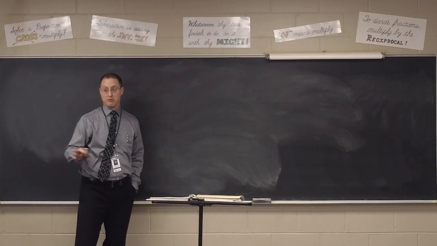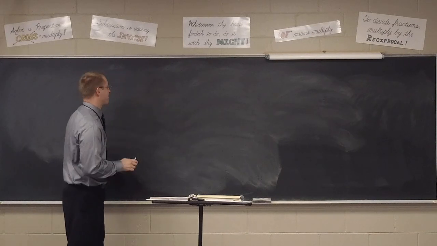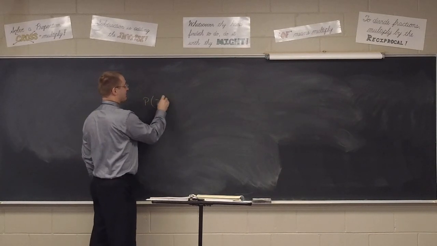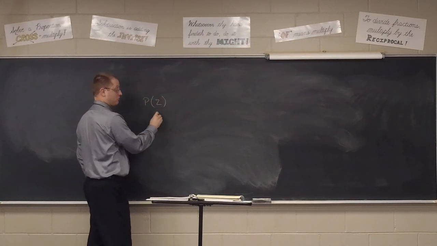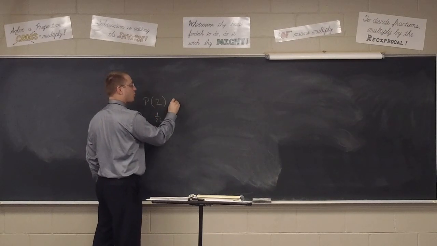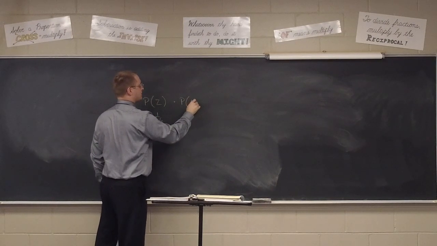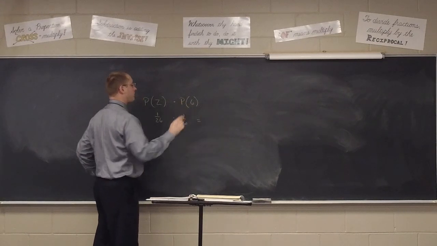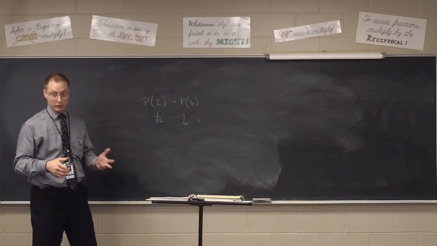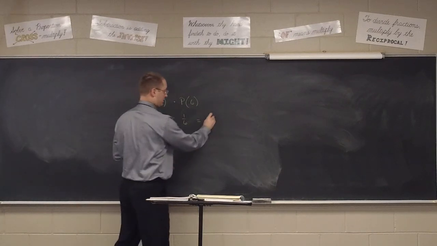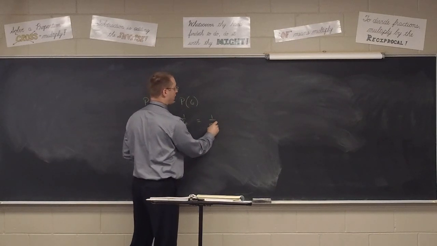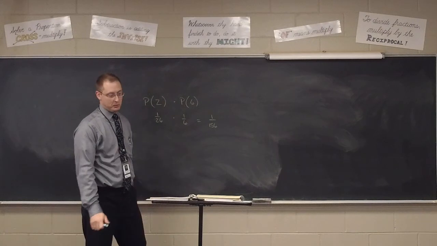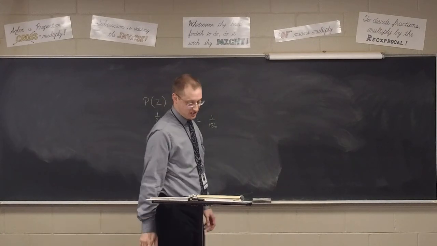How many letters are in the alphabet? 26. Good. So the probability of a Z is 1 to 26, times the probability of a 6. Well, what's the probability of a 6? 1 to 6. So what's the probability of a Z and also rolling a 6? 156. Good, 1 to 156. 1 out of 156 chance of a Z and a 6.